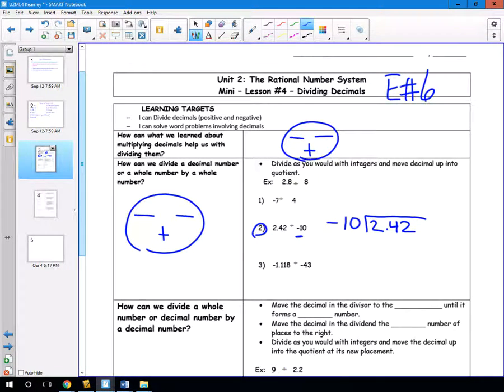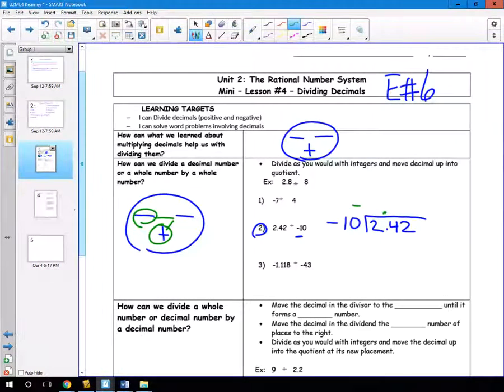So now we need to think with integer man, what do we think our answer is going to be? So we have a negative and a positive. So if we come over and we look at integer man, we circle our negative and our positive, and we know that we're going to get a negative. So we're going to draw that up here. Then we always bring our decimal up, and now we divide.